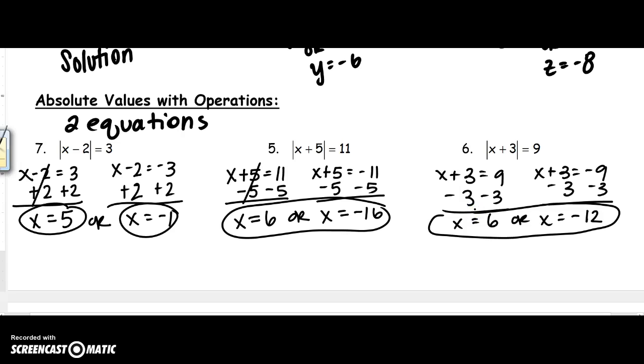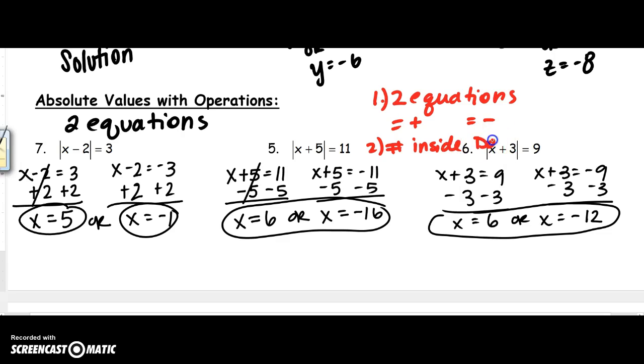So just to recap, make sure that you set up two equations. One of them is equal to a positive, one of them is equal to the negative number. The number inside does not change. Also, when you have subtraction, make sure you add to solve. When you have addition, make sure you subtract to solve.